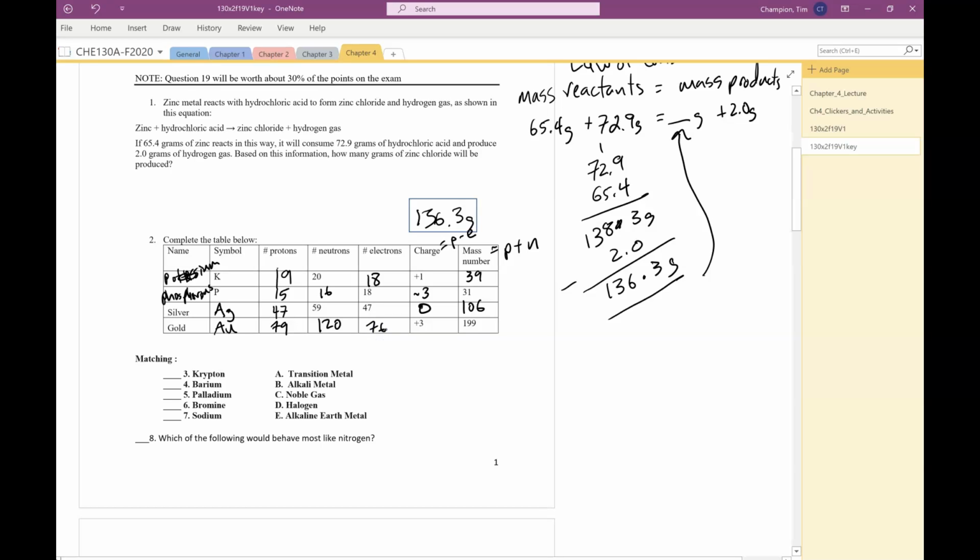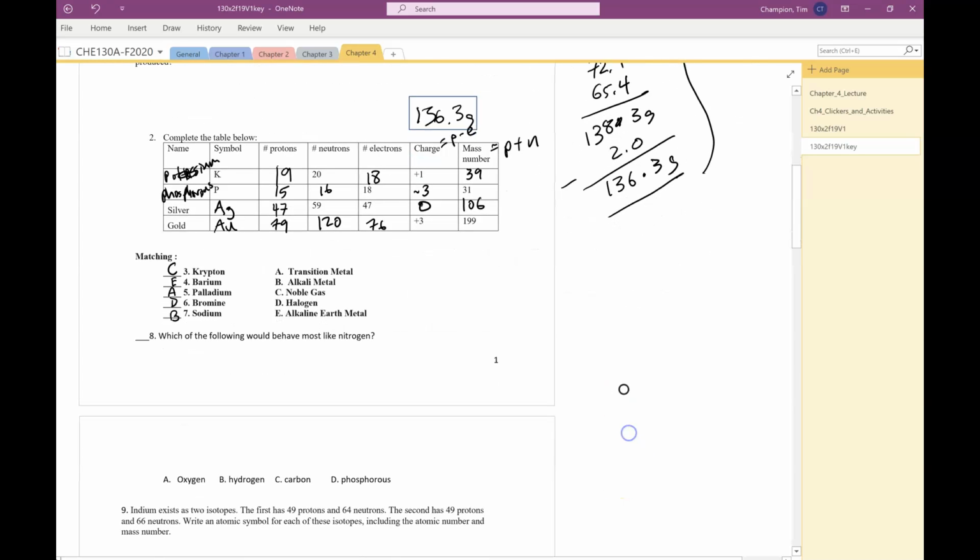Now, knowing the regions of the periodic table, we're going to match up the sections here. Krypton is a noble gas. Barium is an alkaline earth metal. It's in column 2. Palladium is a transition metal. Bromine is a halogen. And sodium is an alkali metal.